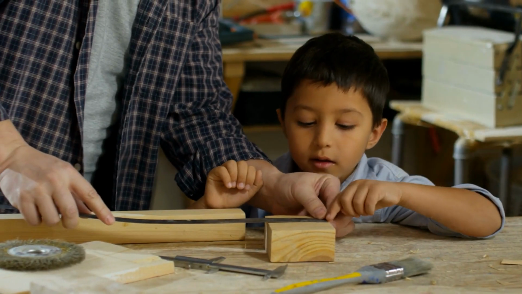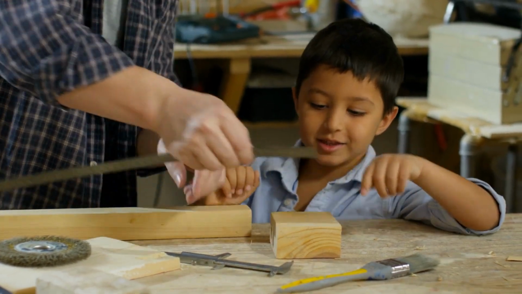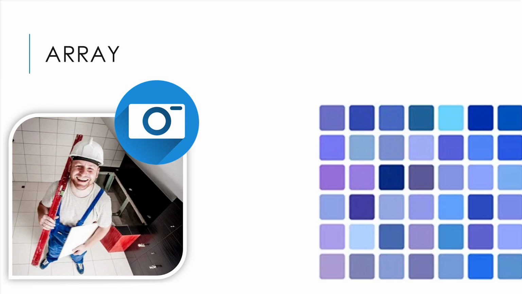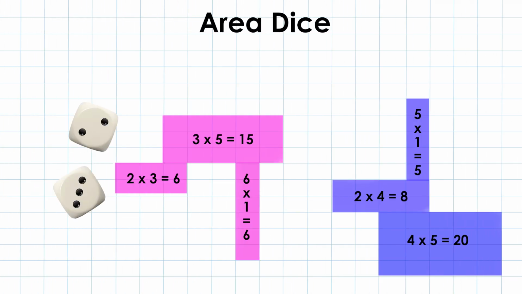Did you notice that we can easily make connections between an array and the area of a rectangle? As we have witnessed in the previous example of tiles, with every array a student builds, we are providing them with a window into the world of measurement. The area dice game is another brain-friendly game that can be played independently or with 2 or even 3 players.